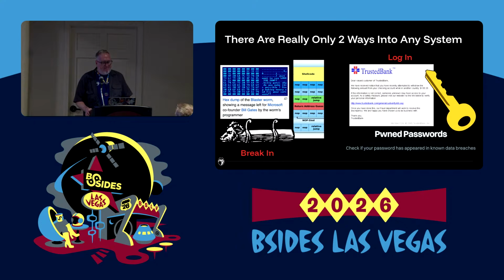Credentials. If you're attacking a system, there's only 2 ways in. Really, that's it. Maybe that's a broad overcategorization. If you'd like to debate this, I'm happy to in the hallway later. But broadly speaking, you either do things like, anybody recognize, well, actually this is Blaster worm, that's pretty straightforward.